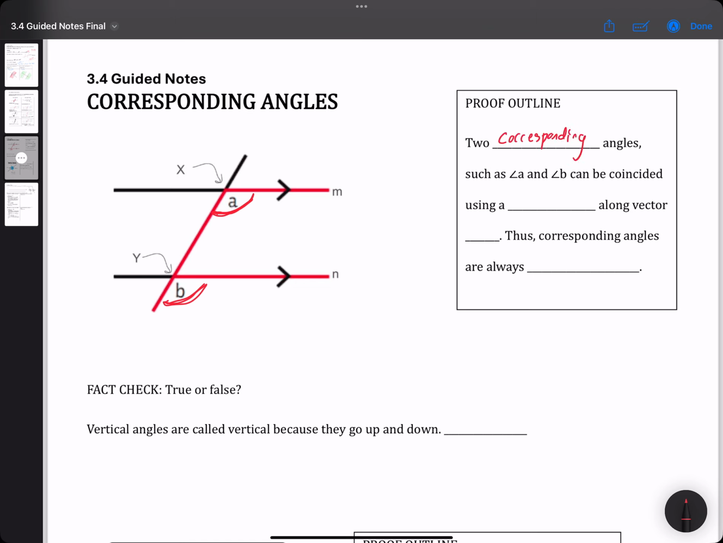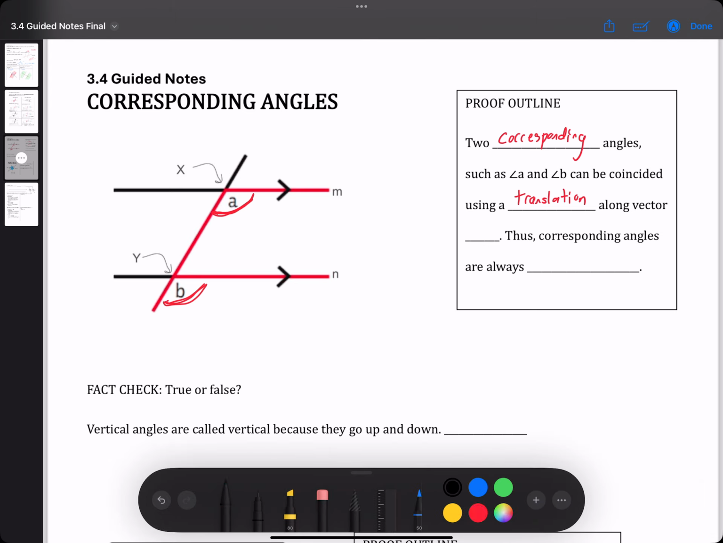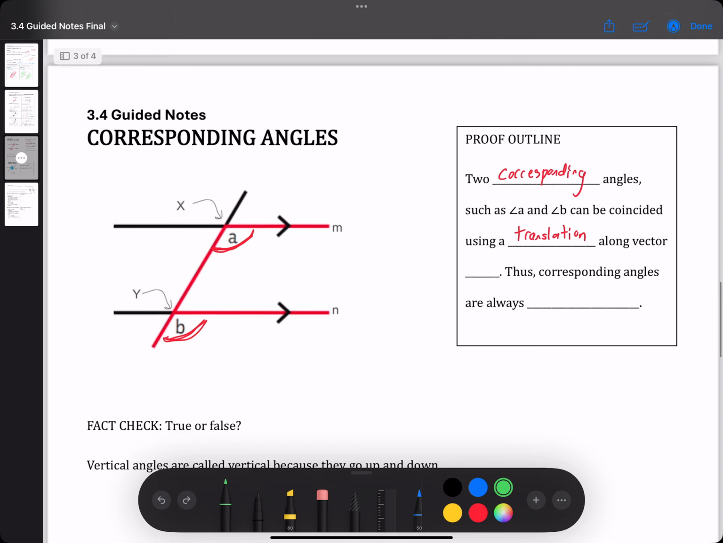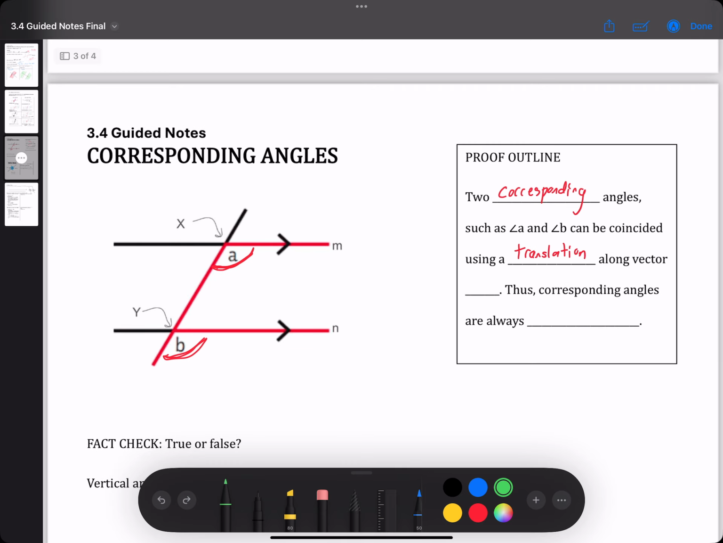So two corresponding angles, such as A and B, can be coincided using what kind of transformation? A translation. When you translate A to B, you are taking angle A, basically picking it up and transporting it along the vector from here to here. And that vector starts at point X and ends at point Y, so it's known as vector XY, and you put a little arrow over it like that.